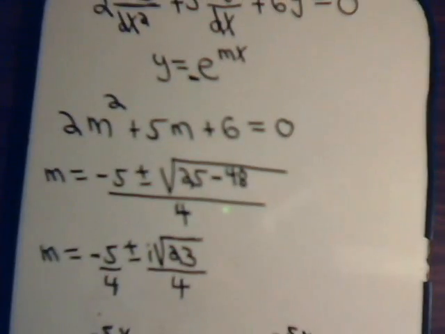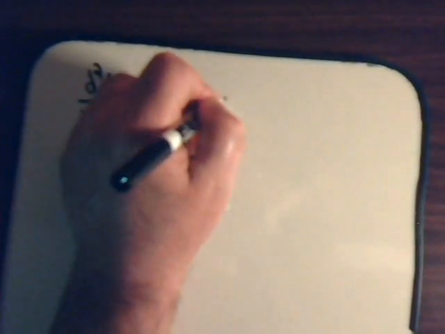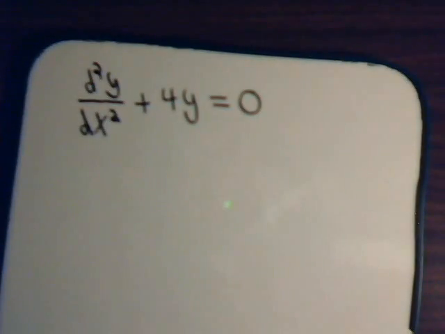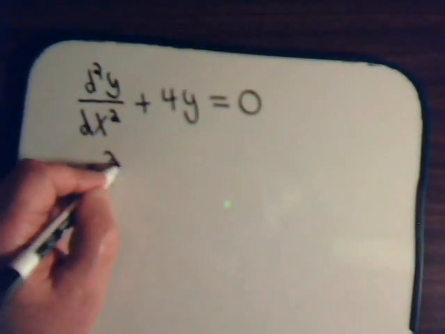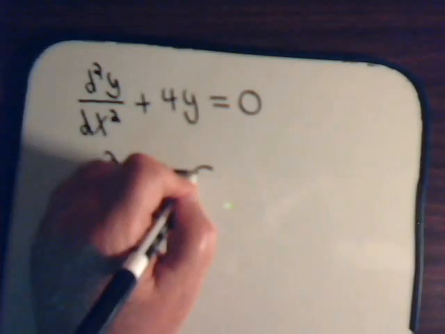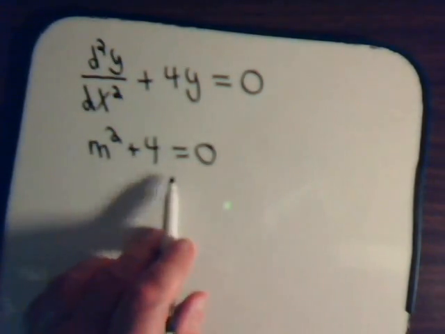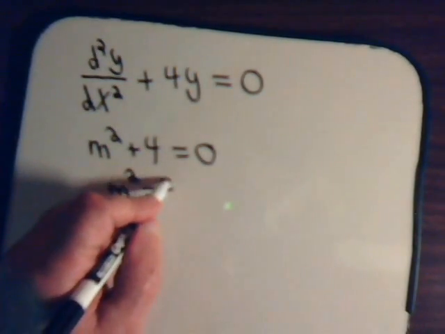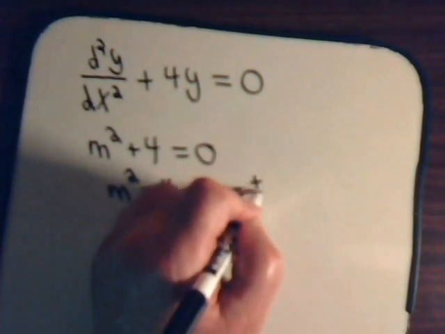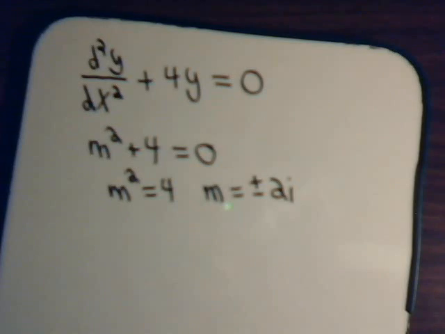Suppose we have this kind of differential equation. Say we have d squared y over dx squared plus 4y equals 0. So the auxiliary equation is m squared plus 4 equals 0. m squared equals minus 4, so m equals plus or minus 2i.